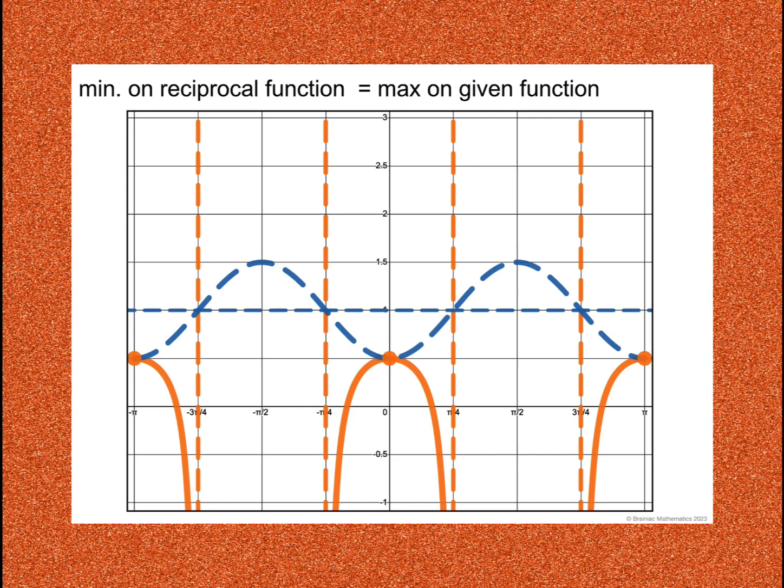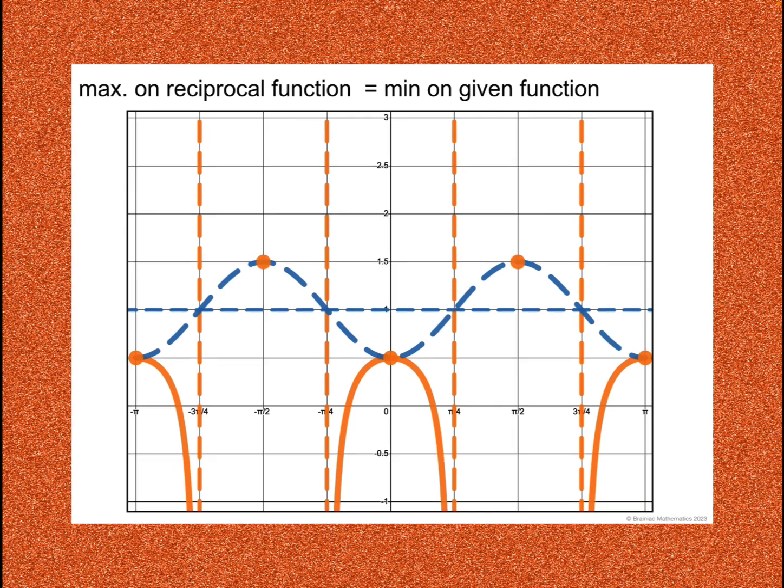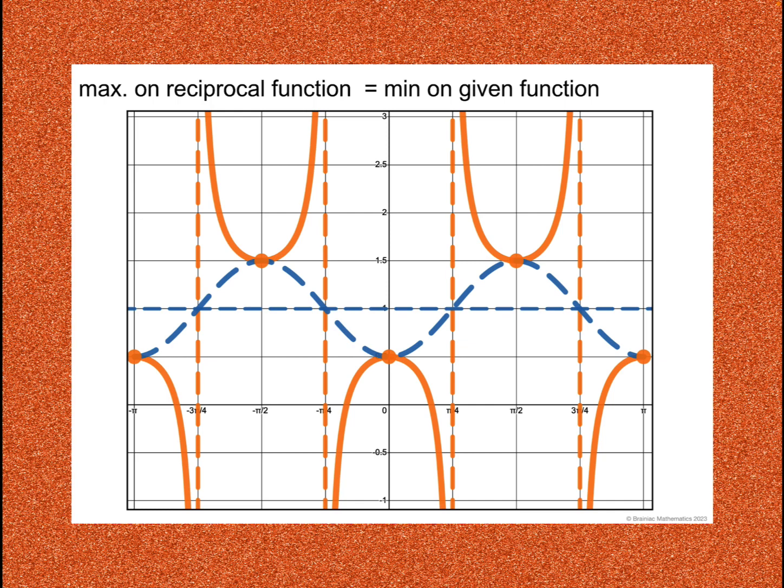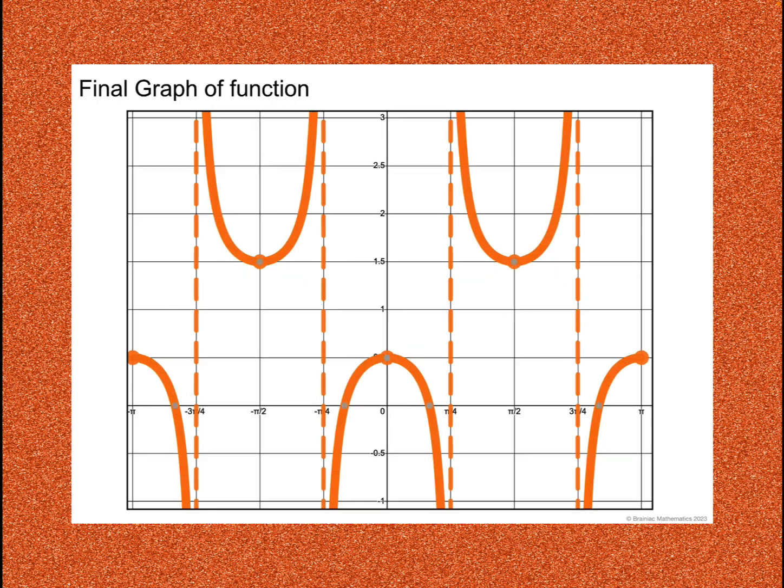Then identify the maximum points on my graph of my reciprocal function. And those maximum points will now become minimum points. And so we will have U's going up from them. And then I can sketch my final graph. My final graph is everything in orange. So I just do not include our midline and our sine function.